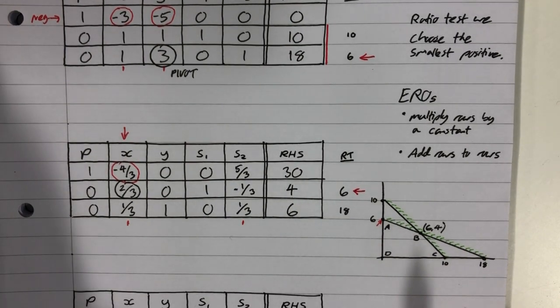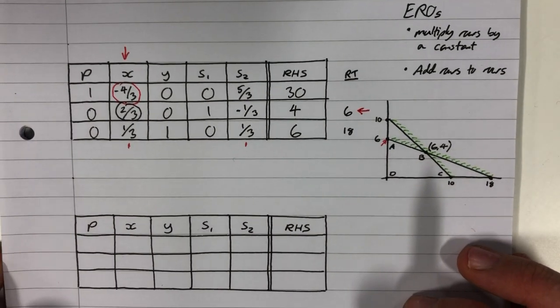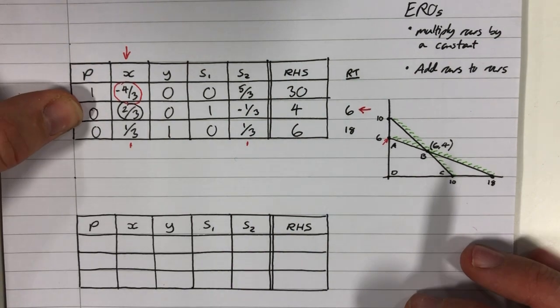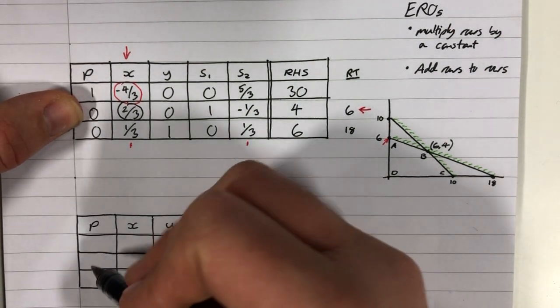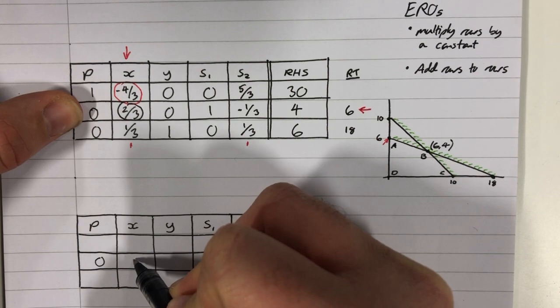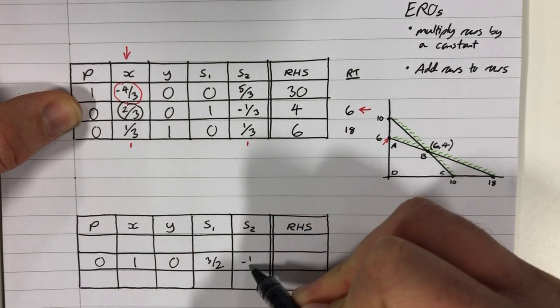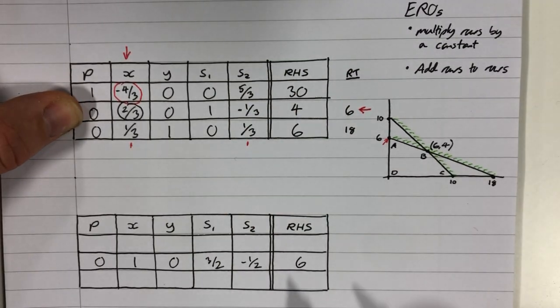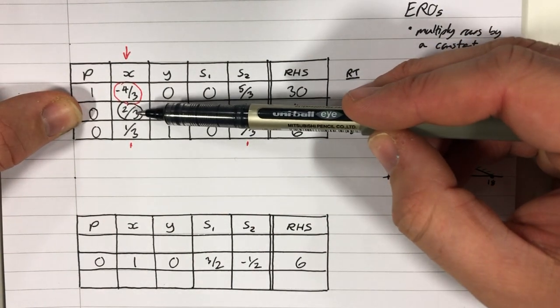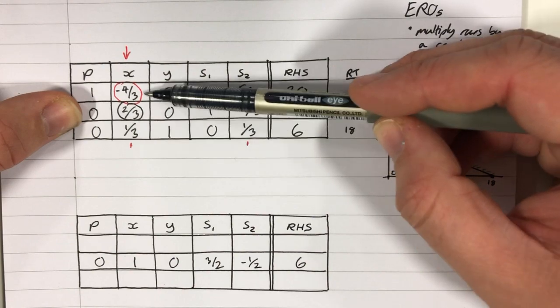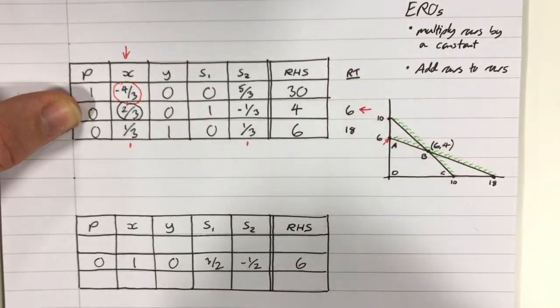Now that I've chosen my pivot column and my pivot row, I pivot. So I'm going to take this whole row and times it by 3 on 2 to make that pivot value 1. That's going to be 3 on 2, that's going to be minus a half, and that's going to be 6. And now add and subtract multiples of this row to the other 2 rows to make everything else in that column 0.